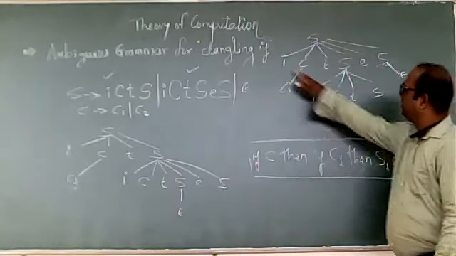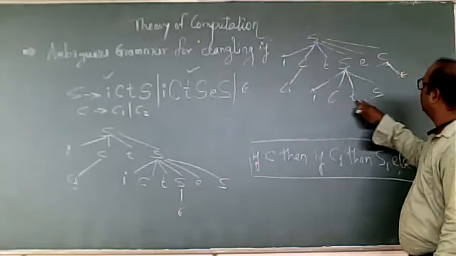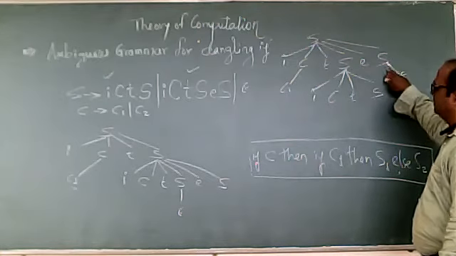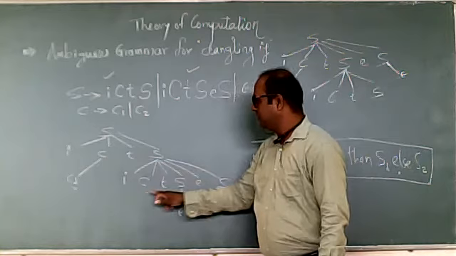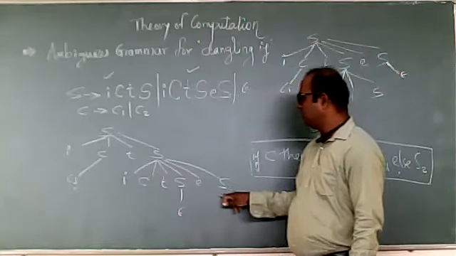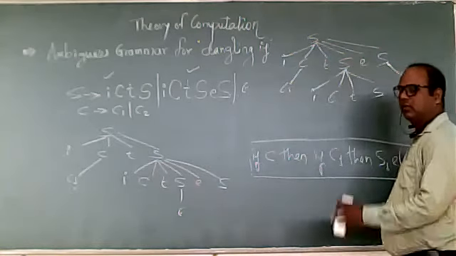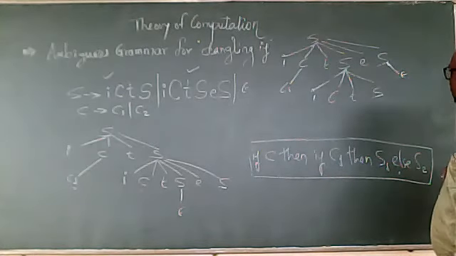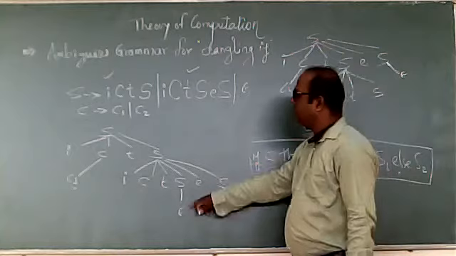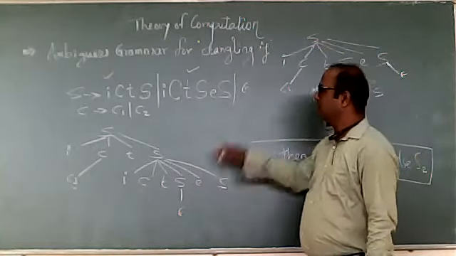So with this again, I'm getting the same string. If C1, then if C, then S, else S, or the epsilon. If C, then if C, then S epsilon, else S. As we know the epsilon, we can just remove or neglect the epsilon. So for the same statement, we are having two different parse trees.